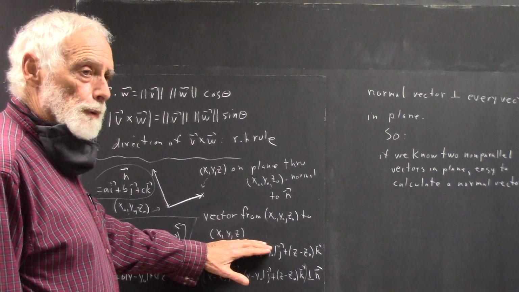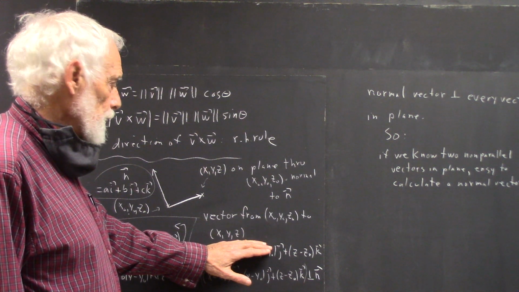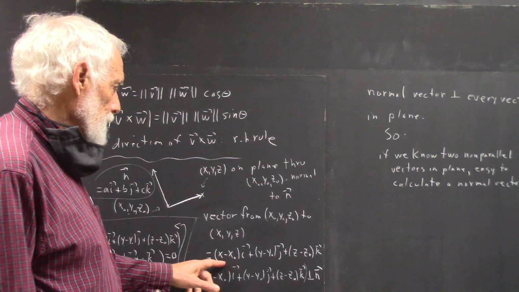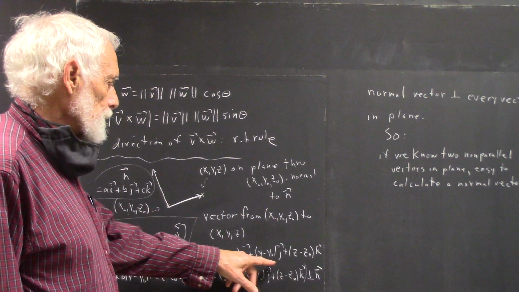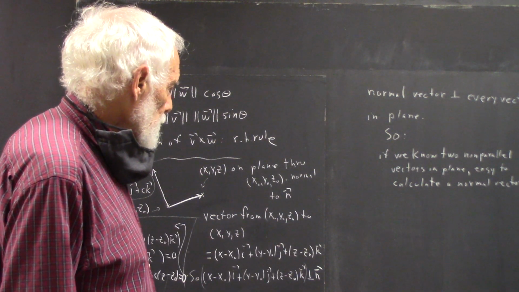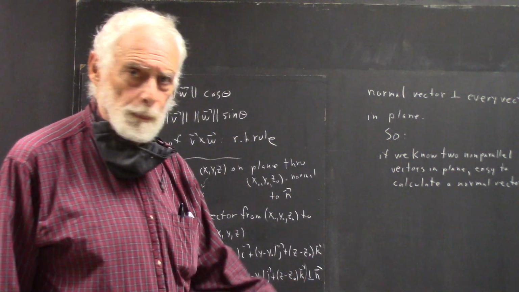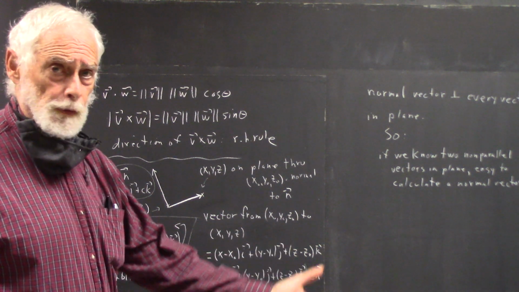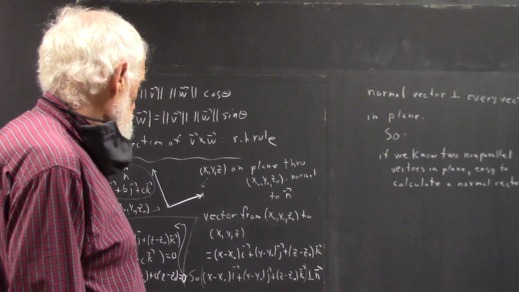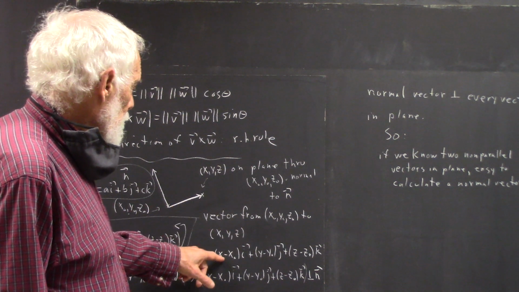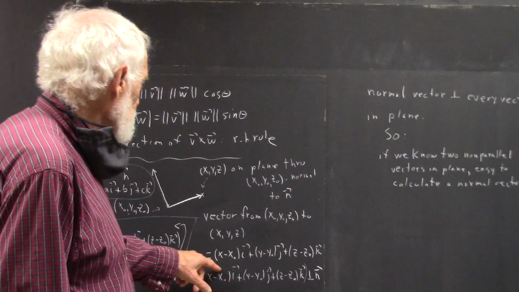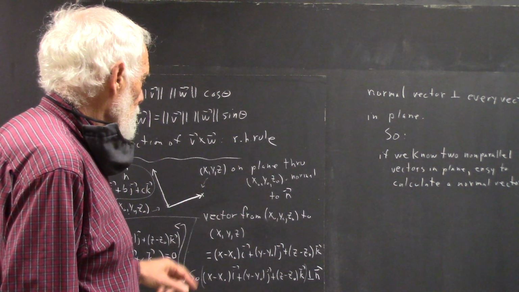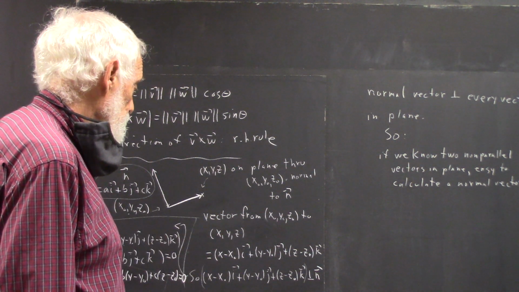Well, how do we symbolize the vector from x naught, y naught, z naught to x, y, z? Not everybody got this, but some people did. It's x minus x naught i plus y minus y naught j plus z minus z naught k. If you don't understand, you really need to ponder this, because it's fundamental, almost the first thing you do with vectors. So now we have a symbolic representation of the vector from here to here, which has to be perpendicular to this one.